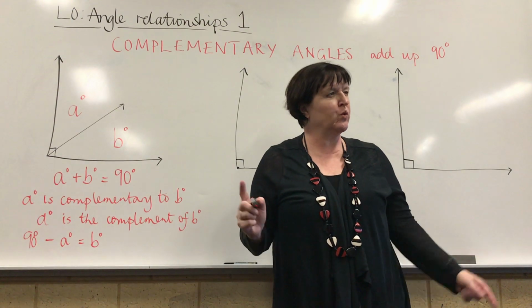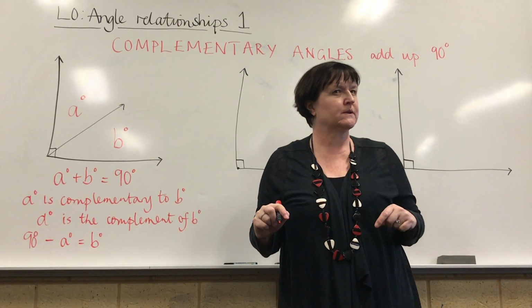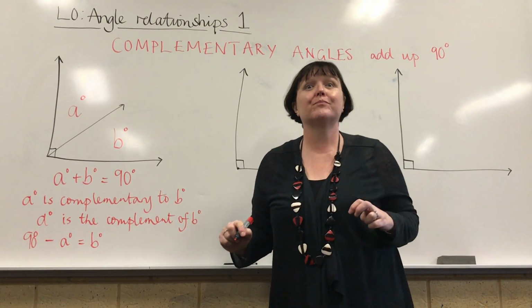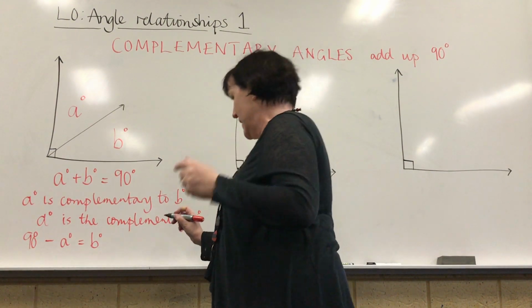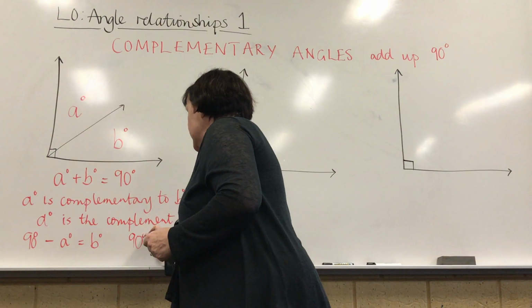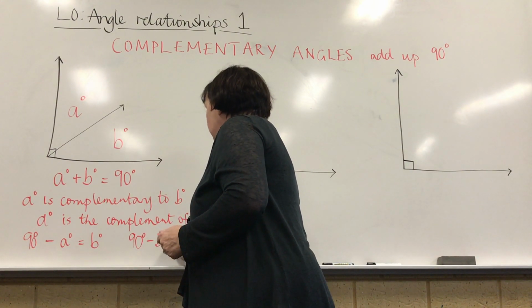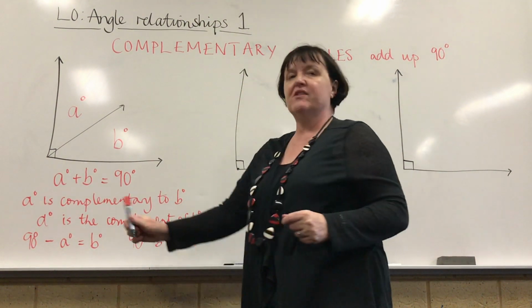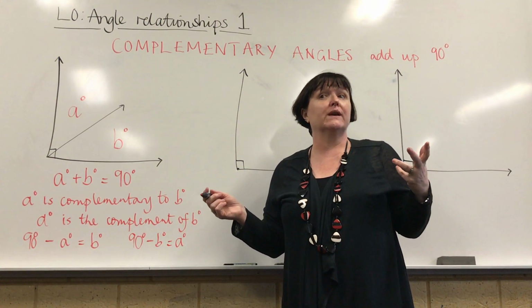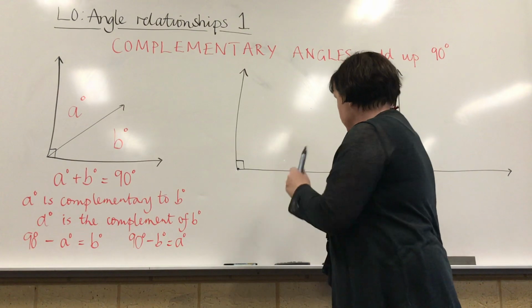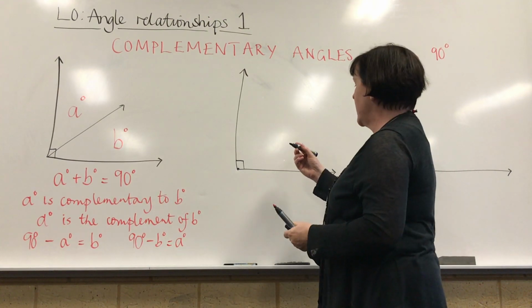So if that's true, what is also true? That angle B, or 90 degrees minus angle B is A. Well done. 90 degrees minus angle B will equal angle A. And the reason that's important is that it helps you to find a missing angle when you're given one. Okay? So let's have a look at the next right angle.